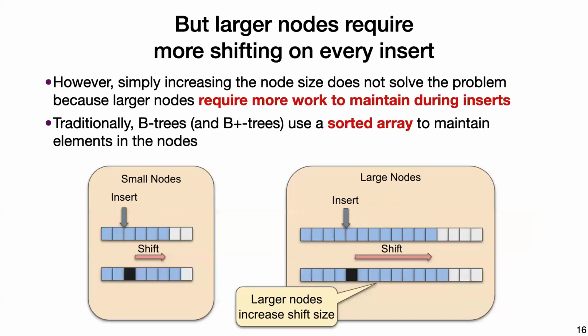However, if you make the nodes larger, and we don't really think about it that much, but when you think about how you store the elements in a B tree, they are sorted arrays in every node. So when you insert something into your array, you have to shift everything else down to maintain the sorted order. And so you just put it in and then you shift stuff down. And in larger nodes, you just have to shift more stuff down on average.